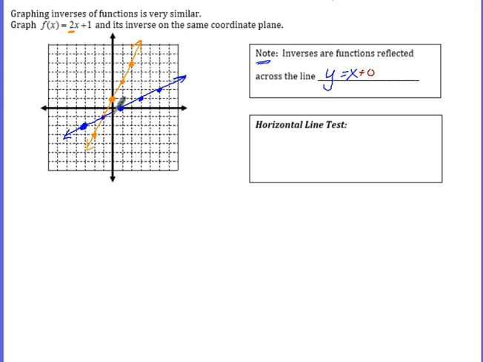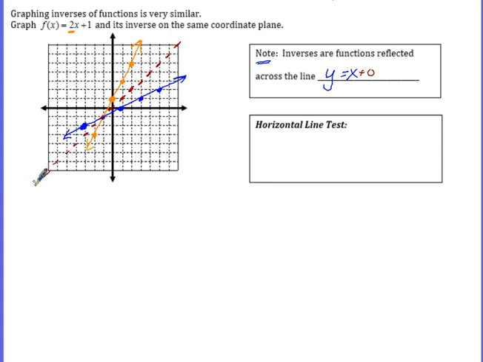It goes through 0, 0 and has a slope of what? Slope of 1, 1 over 1. So the line y equals x is just up 1 over 1, up 1 over 1, right? So let's picture this line y equals x for reference sake. And you can always do this to check to see if you've done the inverse correctly.